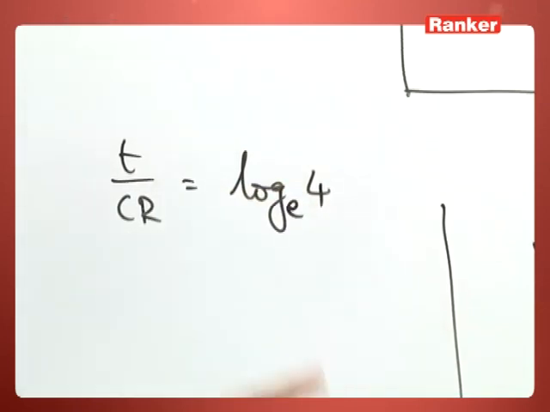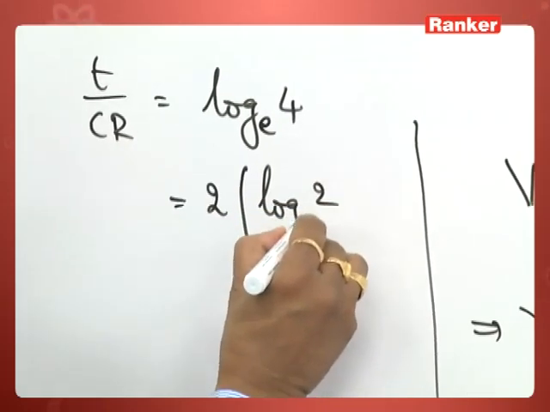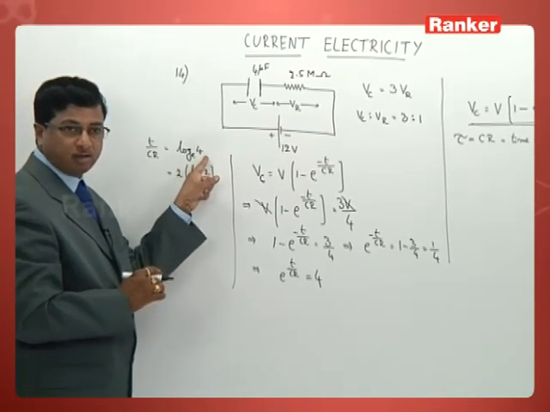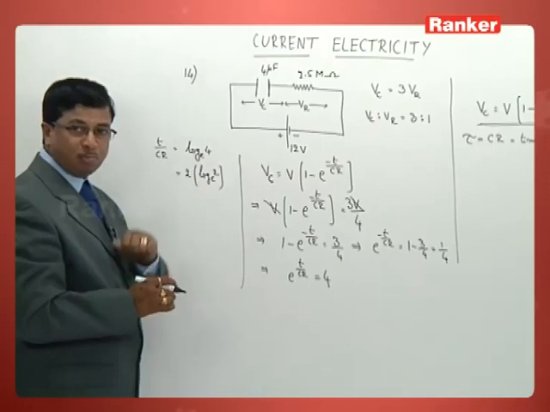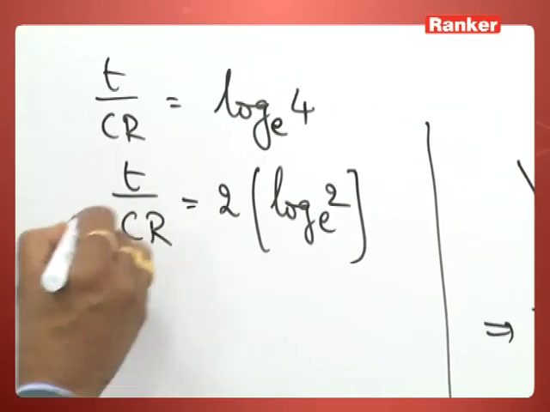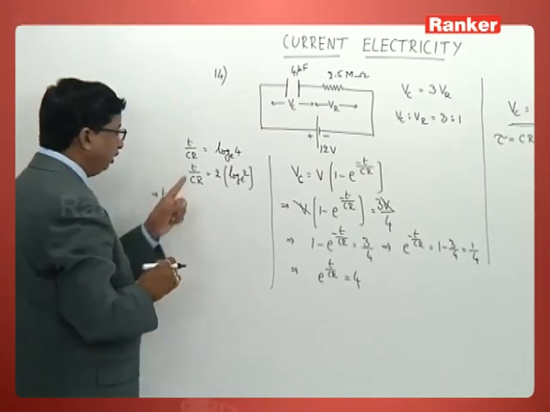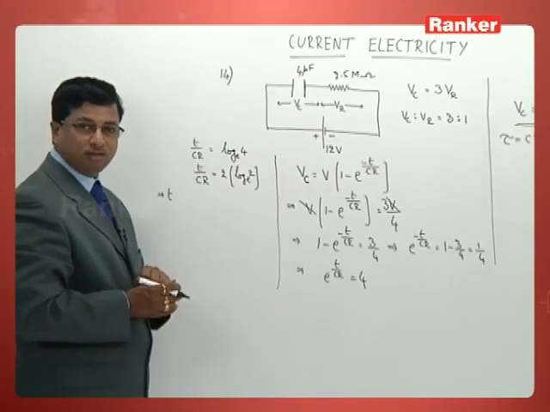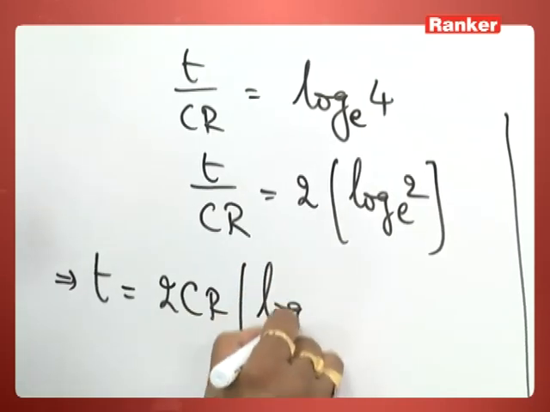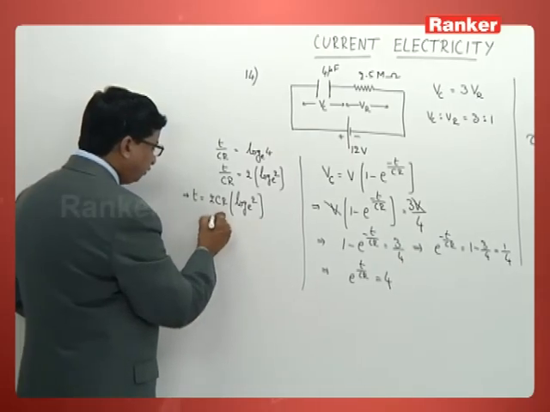to the base e. Log 4 to the base e can be rewritten as 2 into log 2 to the base e. What for, you can better guess? 4 can be written as 2 square. Log m power n is n log m. So 2 times log 2 to the base e is equal to t by CR. Then what is our calculation to be taken up here? t is equal to how much? So t is equal to 2 CR into log 2 to the base e. You can all understand, twice.